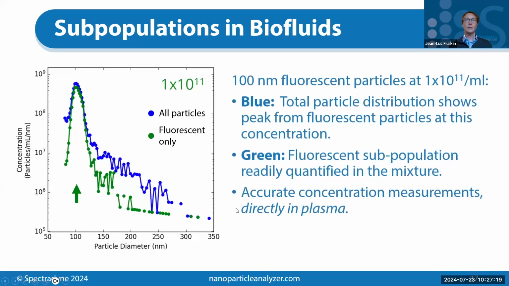So this is one example of what the data looks like, where we've spiked in fluorescent particles, and I'm showing you 2 different size distributions. In blue is the distribution of all the particles in the sample, so that's plasma particles plus the fluorescent ones. And in green is just the size distribution of the fluorescent particles in the sample, so this isolated subpopulation in the mixture. The spike-in concentration is pretty high. We spiked it in at 10 to the 11 particles per mL. What you can see is that the overall size distribution is dominated by the fluorescent spike-in at 100 nanometers at this high concentration.